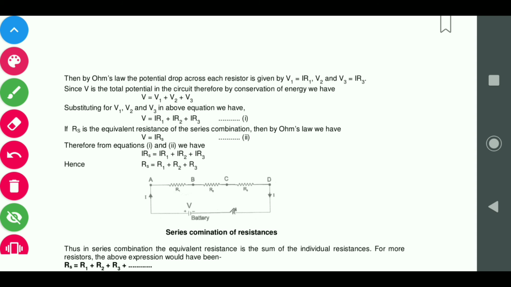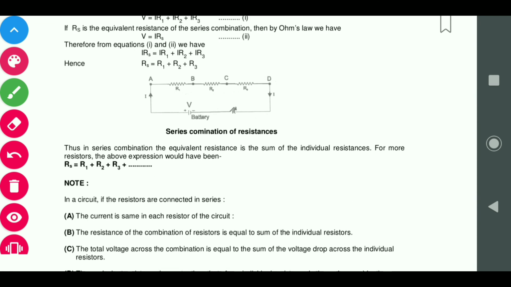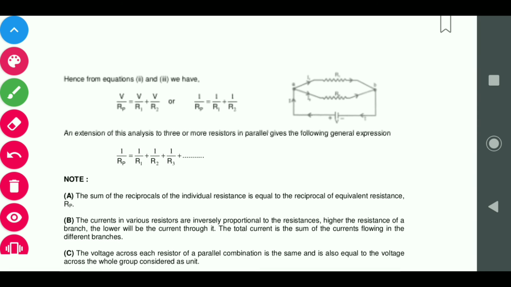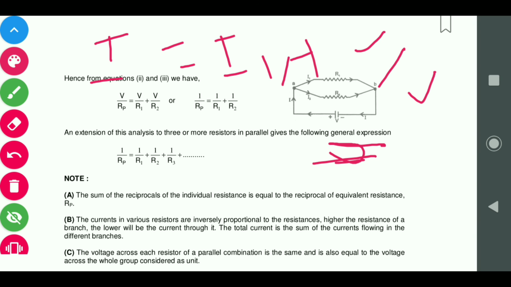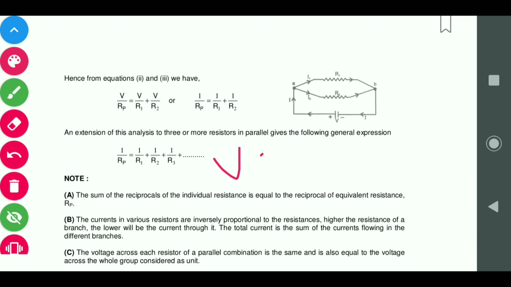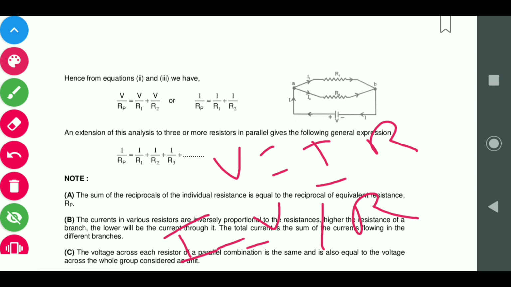Now the next one is parallel combination, where the potential difference is the same but the current is divided. As you can see in the diagram, current is divided into two parts, I1 and I2, but the potential difference V is the same across both ends, A and B. So I is equal to I1 plus I2. We know that V is equal to IR, so I is equal to V by R. That's why V by RP equals V by R1 plus V by R2.